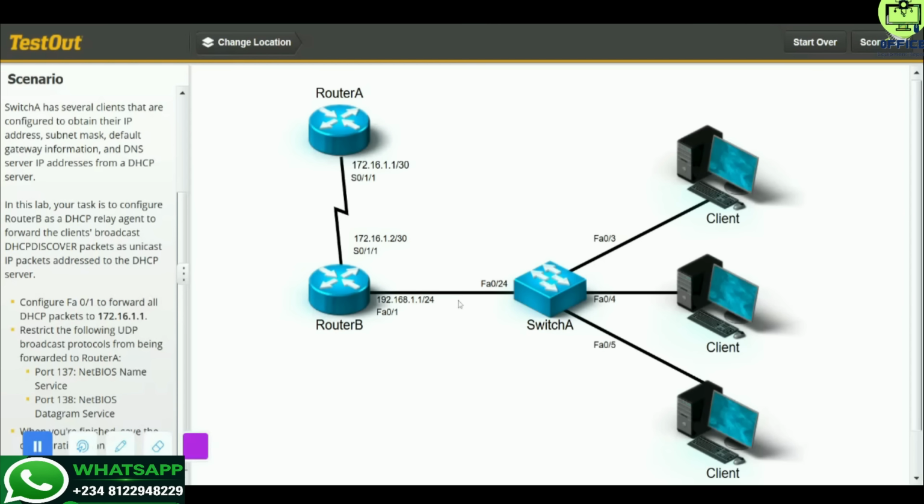So switch A has several clients that are configured to obtain their IP address, subnet mask, default gateway information, and DNS server IP addresses from a DHCP server.